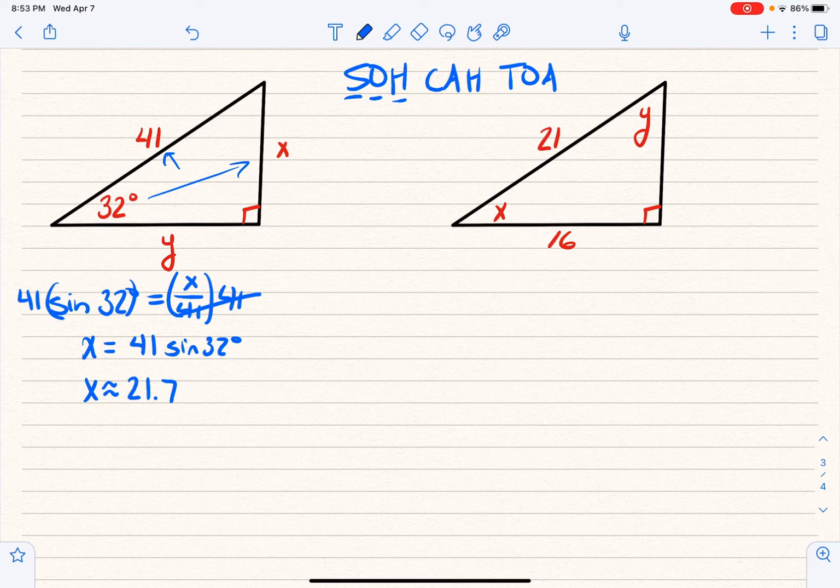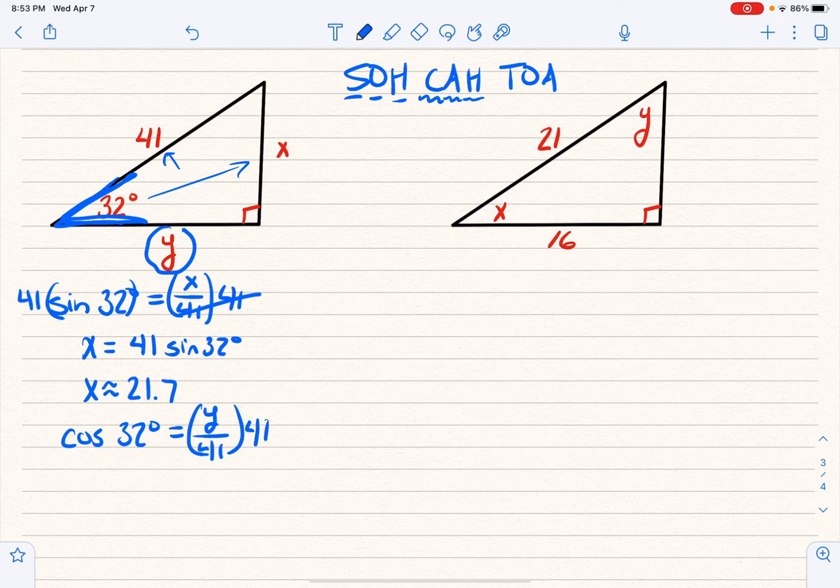And then now let's figure out y. Well, y is adjacent to this 32 degrees, so I'm going to use cosine because that's adjacent over hypotenuse. So I know that the cosine of 32 degrees is equal to adjacent, that's y, over hypotenuse, 41. So I'm going to multiply both sides by 41, and these cancel out right here.